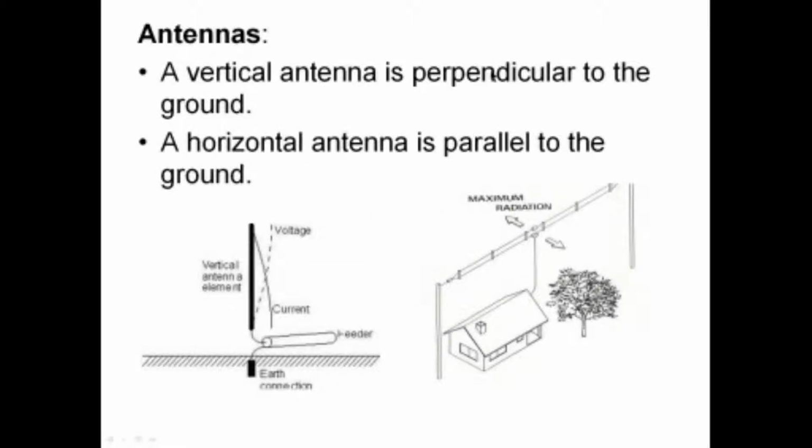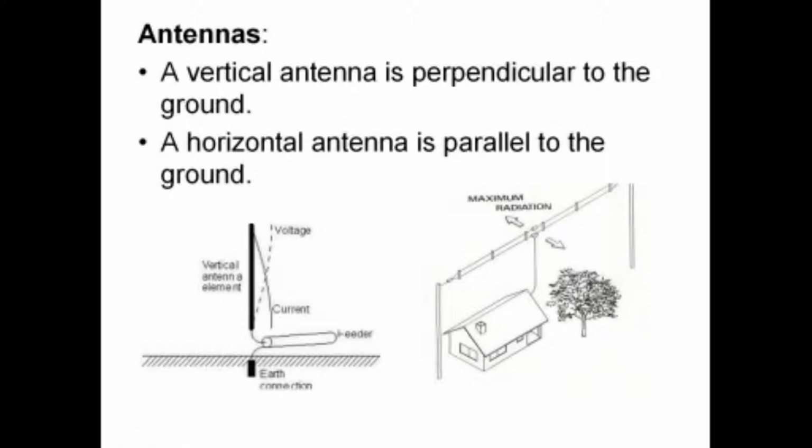A vertical antenna is perpendicular to the ground, like you see right here, vertical, perpendicular to the ground. A horizontal antenna is parallel to the ground. Your horizontal antenna, your maximum radiation, is broadside to the antenna. Broadside to the antenna.